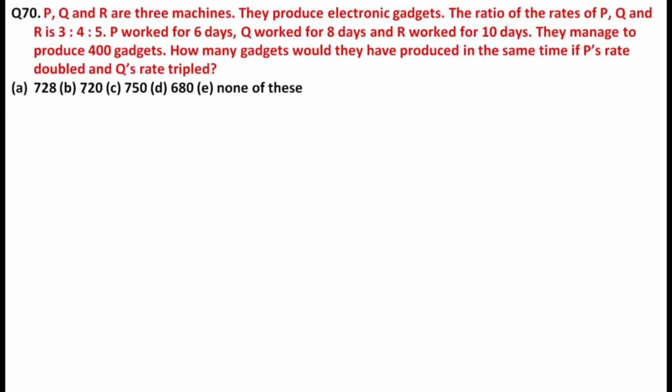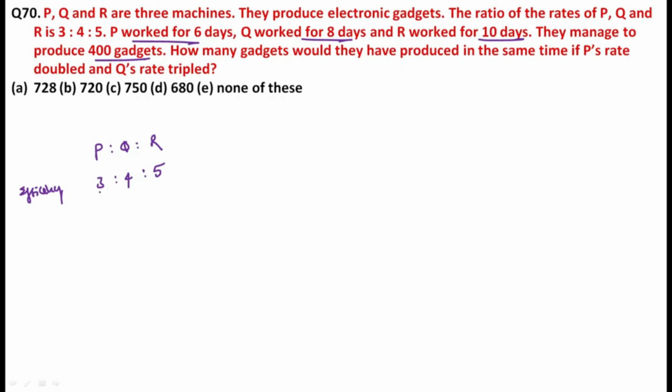Now P, Q, R are three machines. They produce electronic gadgets. The ratio of rates, the efficiency of P, Q, R, means P produces 3 units, Q produces 4 units, R produces 5 units. And P worked for 6 days, Q worked for 8 days, R worked for 10 days. They managed to produce 400 gadgets. How many gadgets would they have produced in the same time if P's rate is doubled and Q's rate is tripled?